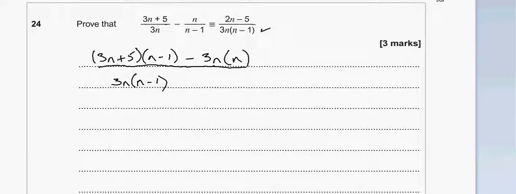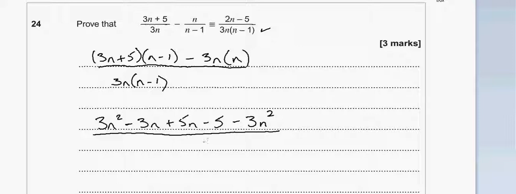So now we just tidy this up. So 3n multiplied by n is 3n squared. 3n multiplied by minus 1 is minus 3n. 5 multiplied by n is plus 5n. And plus 5 multiplied by minus 1 is minus 5. And then minus 3n multiplied by n is minus 3n squared. Okay, and all of this is over 3n multiplied by n minus 1. We don't need to touch that because it's already there.